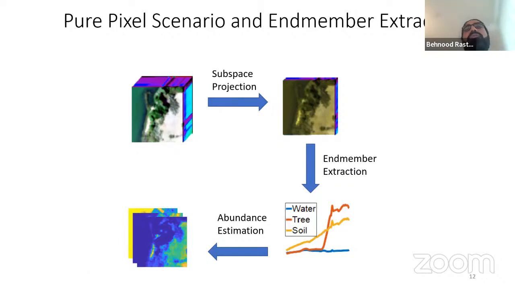So now let's say that we have a pure pixel for each material, and often you use this chain of steps. If there is a pure pixel in your data set for each material, then first you apply dimensionality reduction to your data set into a subspace, and then you can apply endmember extraction techniques to extract the endmembers, and then when you have the endmembers, you can apply abundance estimation and estimate your abundances. And that's often the main processing chain, particularly in unmixing, particularly for a pure pixel scenario.